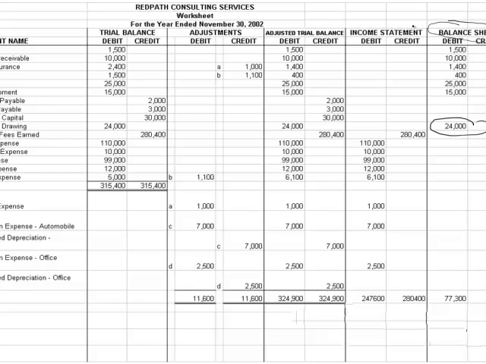Okay, so let's look back at these last 4 columns. We have our income statement and our balance sheet and statement of owner's equity. On the income statement, what's on there? Stop and think. Those are our revenues and our expenses. So every revenue, in this case we only have one called consulting fees earned, and all of our expenses.